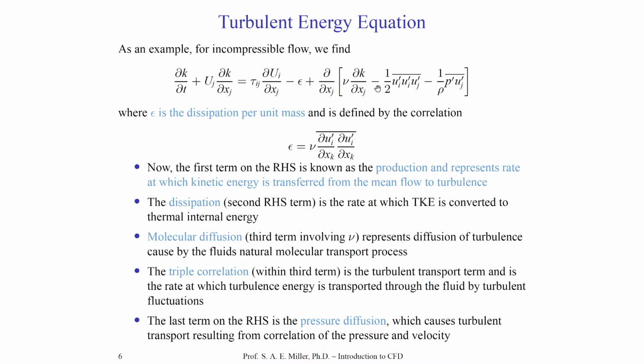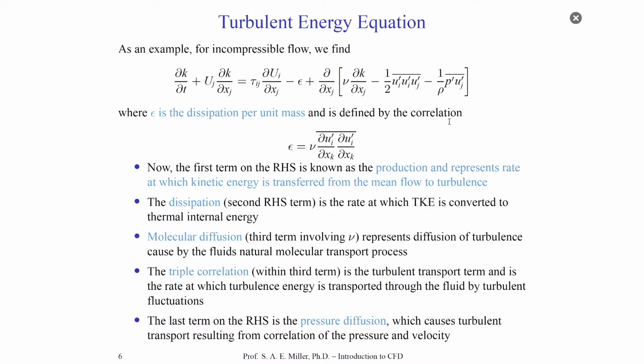The triple correlation term, right here where my cursor is moving, is a turbulent transport term, and it's the rate at which turbulent energy is transported through the fluid by turbulent fluctuations. So indeed, the turbulent fluctuations themselves are moving additional fluctuations. This is the idea and the purpose, the physical interpretation of this term.